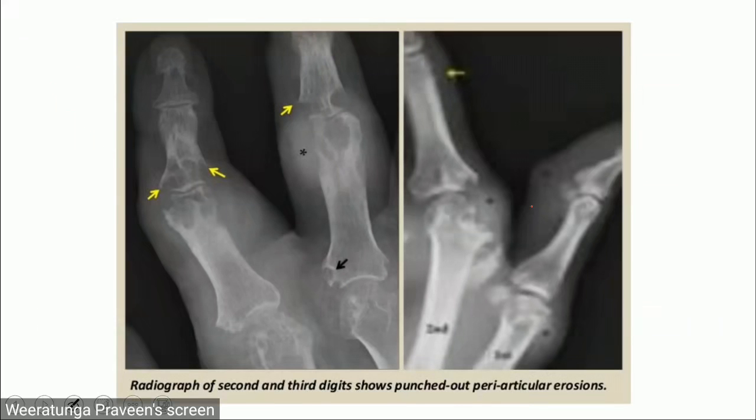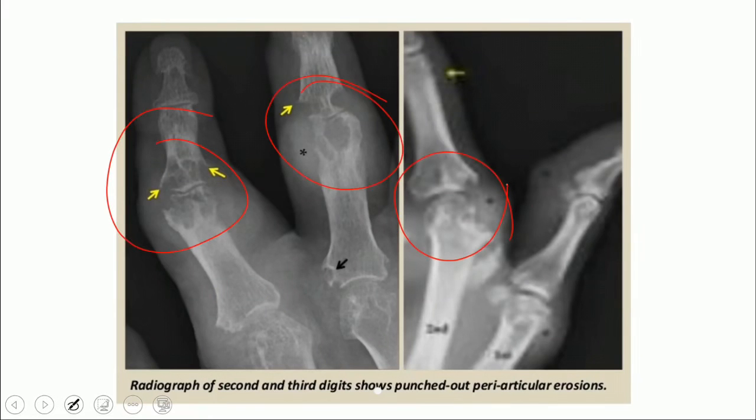Right. Now, radiologically, especially in those polyarticular gouts, you see these punched out lesions. Right? Punched out lesions.